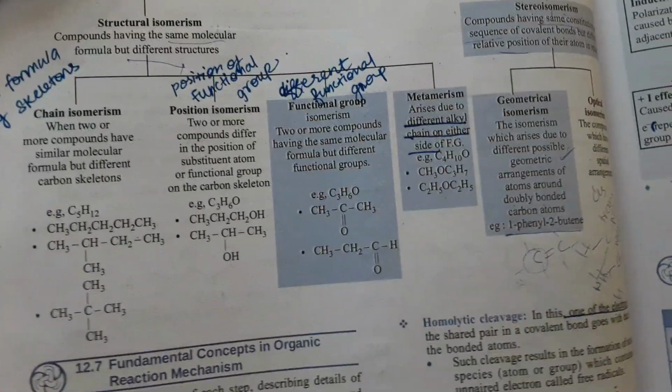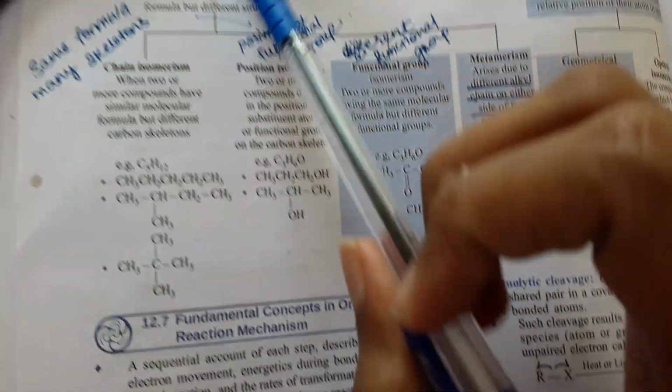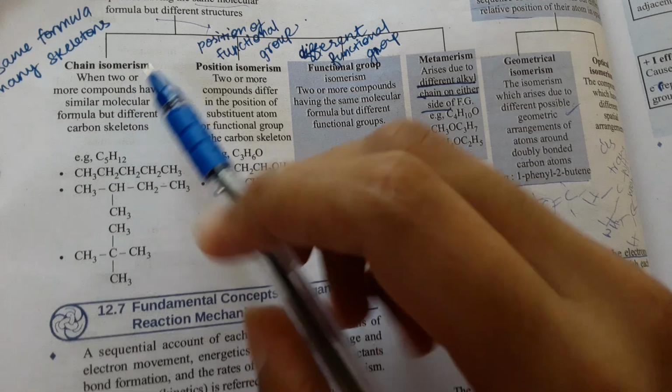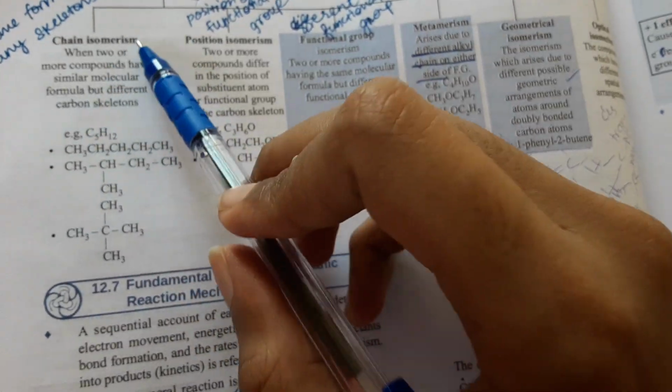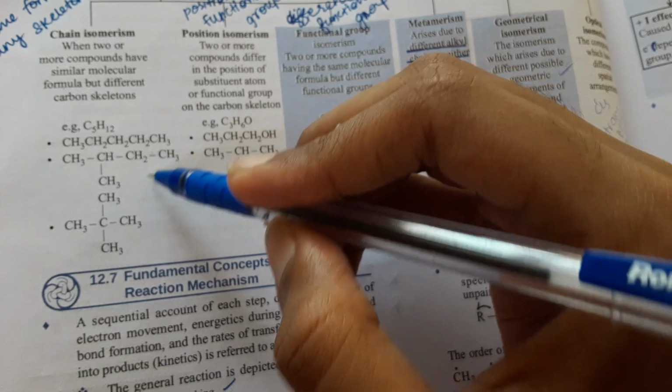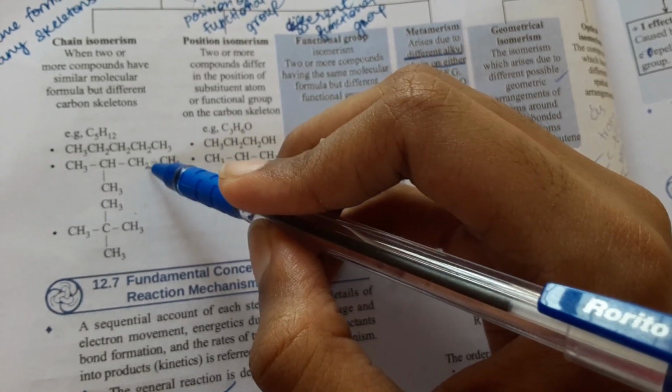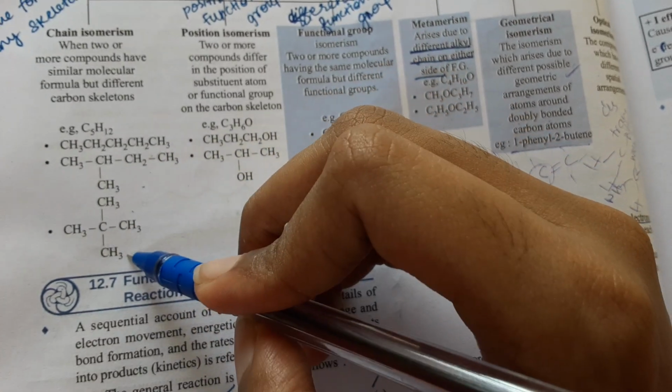Now let us come to the main one, that is structural isomerism. Structural isomerism means they have the same molecular formula, but they will have different structures. First is chain isomerism. Chain isomers are two or more compounds having the same molecular formula but a different carbon skeleton.